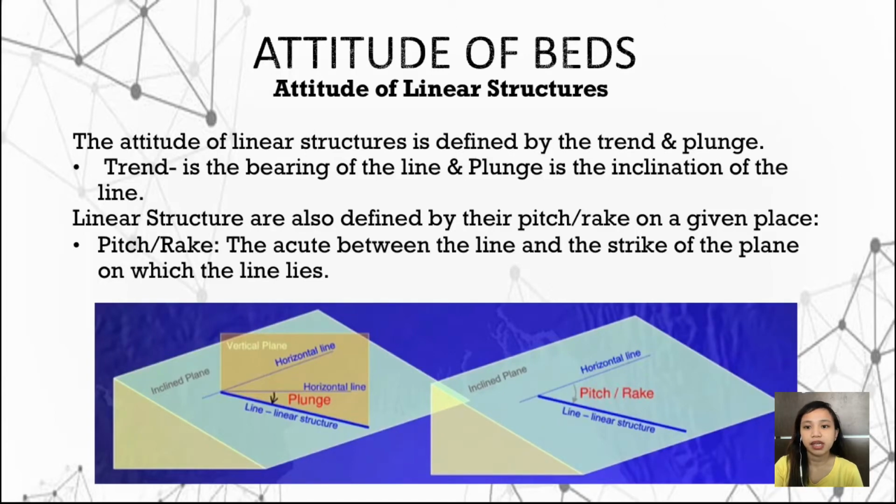Plunge is the vertical angle between the horizontal plane and the axis or line of maximum elongation of a feature. Plunge is measured along the axis of a fold, whereas dip is measured along the limbs.